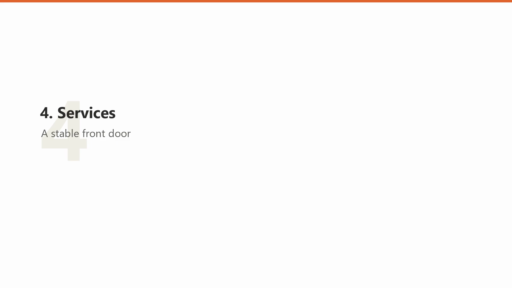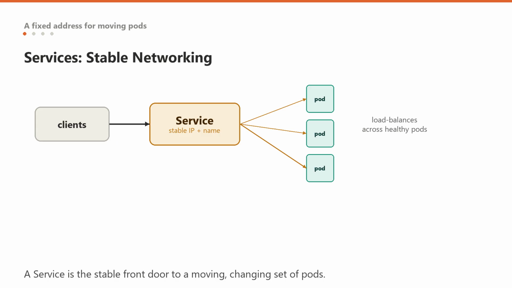Concept 4. Services. Remember that pods are ephemeral and get new IP addresses when recreated. So how does anything reliably reach them? Through a service. A service is a stable network address, a fixed name and IP that sits in front of a group of pods and load balances across them.